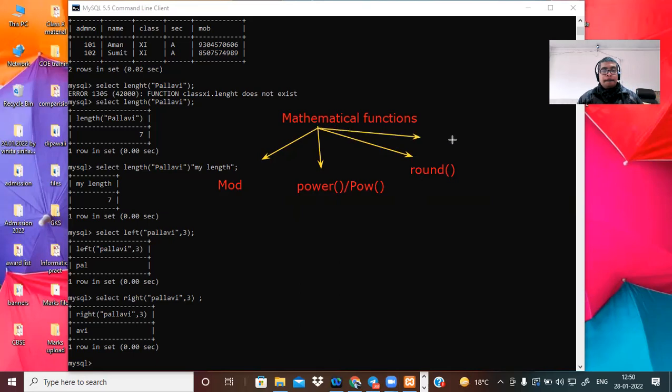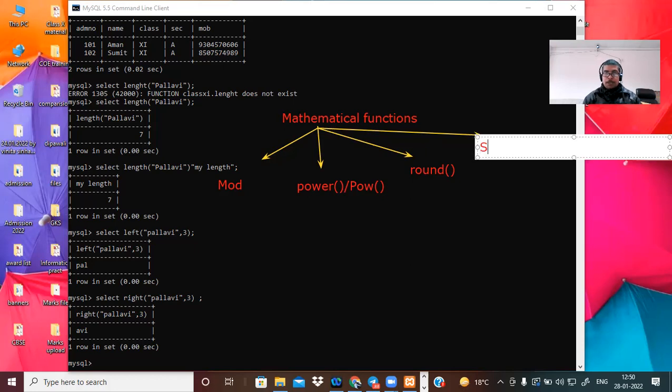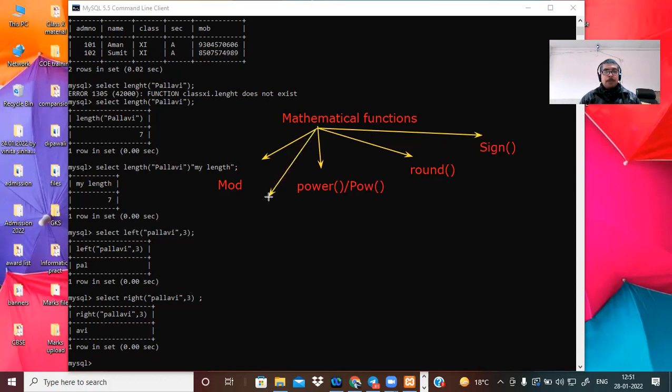Sine, you must take it down. Sine and Sqrt. We will also learn about Sqrt.